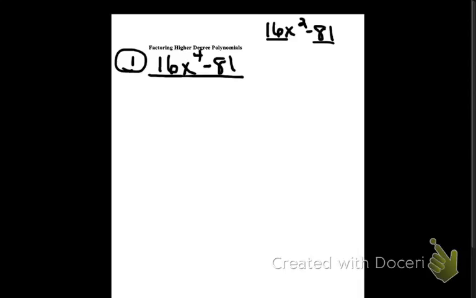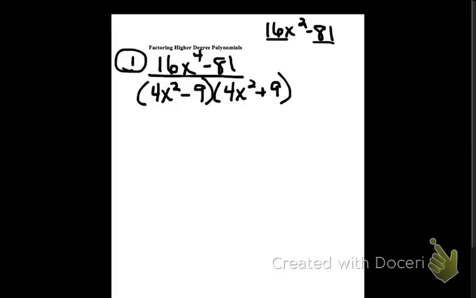Since it is the difference, that means I could have the difference of two squares or the difference of two cubes. Right away, when I look at these numbers, I know that they are the difference of two squares because 16x to the fourth is a square and 81 is also a square. So I take the square root of the first term, which would be 4x squared, minus the square root of the second term, and then I take the square root of the first term plus the square root of the second term.